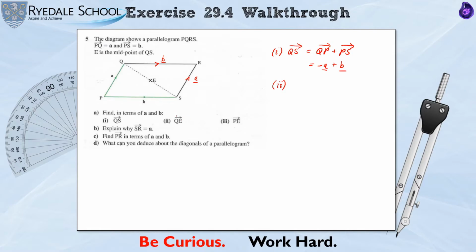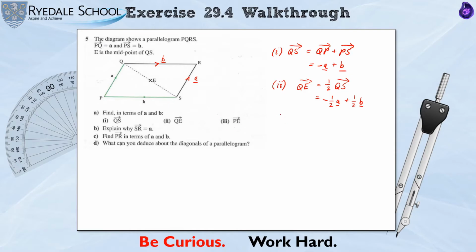Part 2 is asking for Q to E. Well, we have just worked out Q to S, and we know that E is the midpoint. So what I can do for Q to E is just do half of Q to S. And half of that is negative a half A, and half of that is plus half of B.